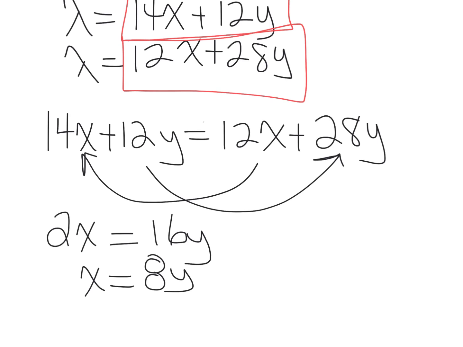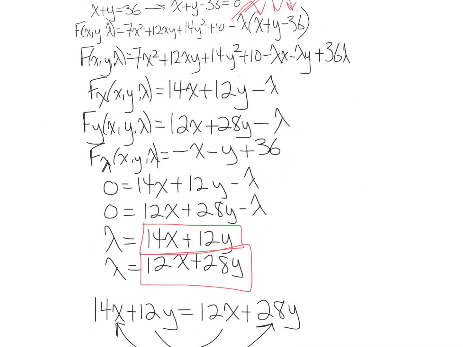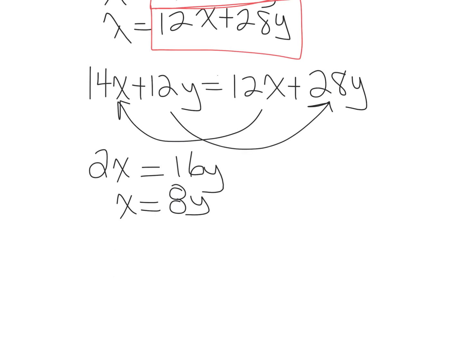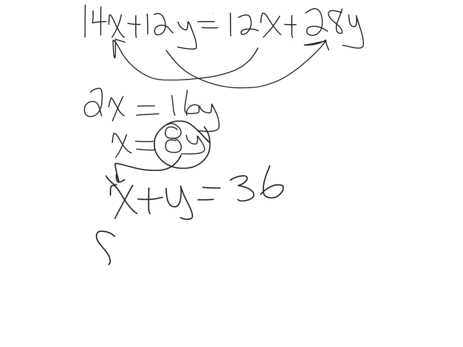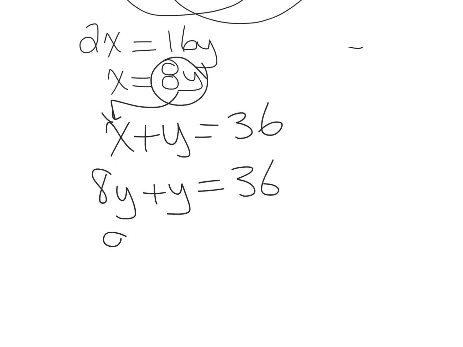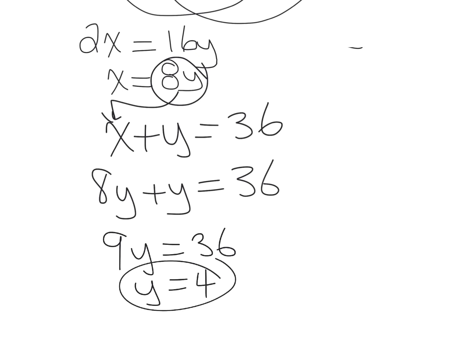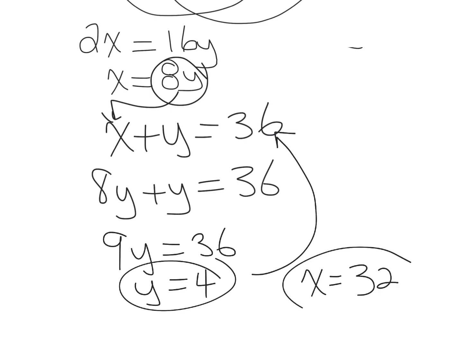And then we need to look at what our constraint function was, and it was 36 clocks, okay. So our constraint was x plus y must equal 36, but we found that x is equal to 8y, so we substitute that in here. So we add those together and we find that y is equal to 4. And again, if x plus y equals 36 and y is 4, then it follows that x must be 32.